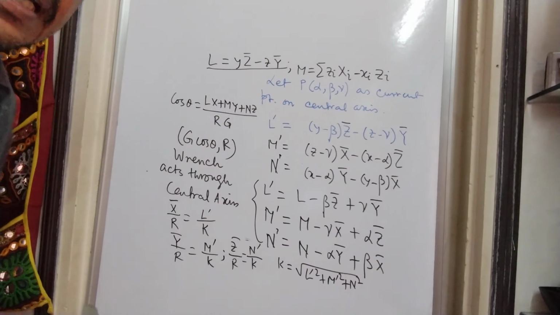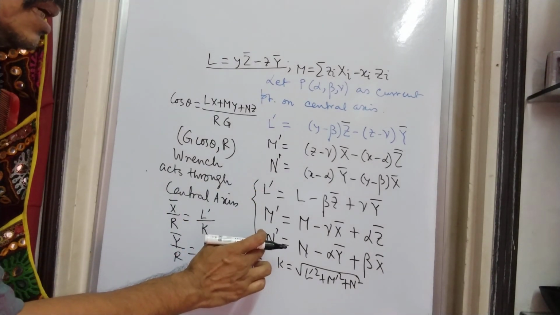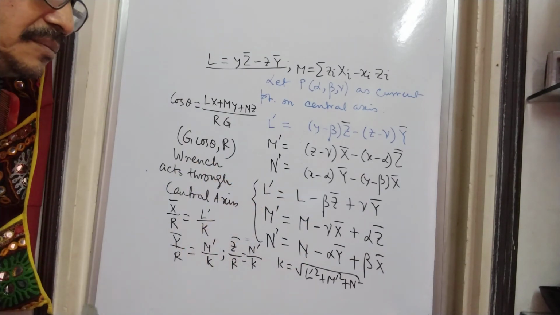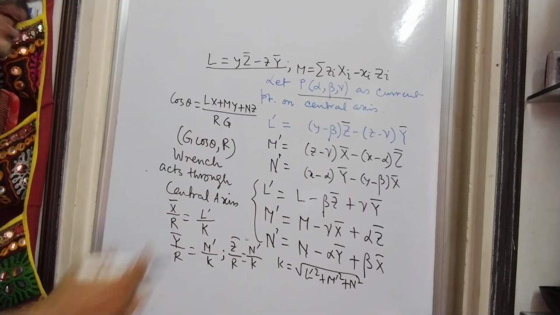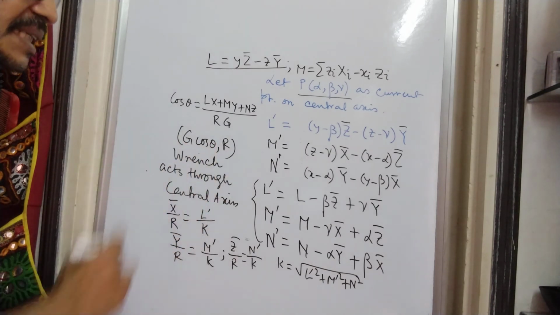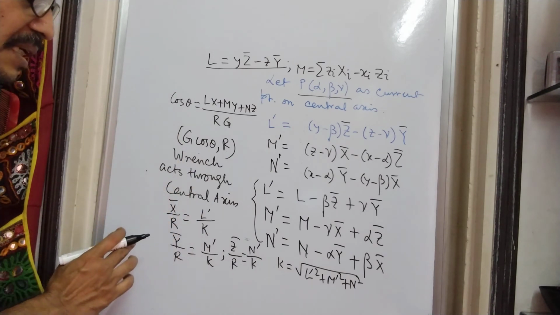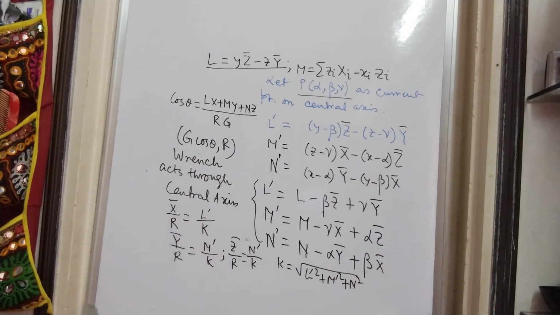It is quite obvious that, because this L prime, M prime, N prime are the resultant couple after we shift the central axis to this point to a distance G sin theta by R. And since this R and G cos theta lie on the same central axis, their direction cosines will be equal, and we can write this. And from this, we can easily write the equation of the central axis.